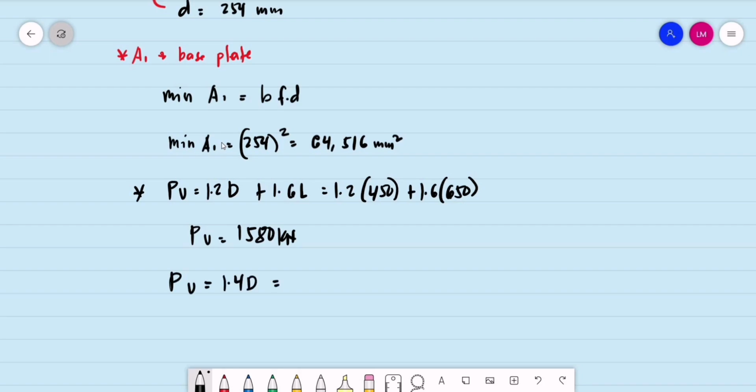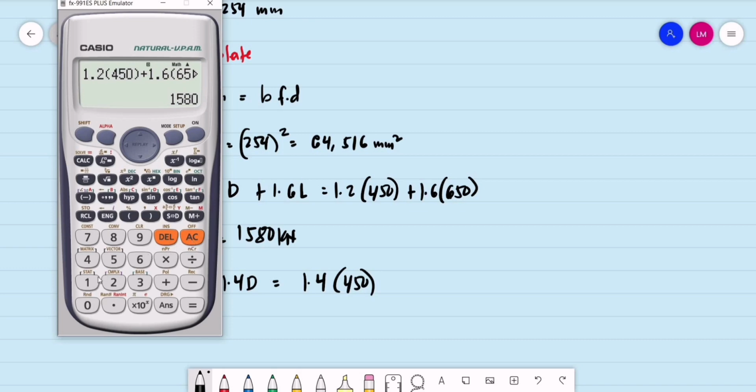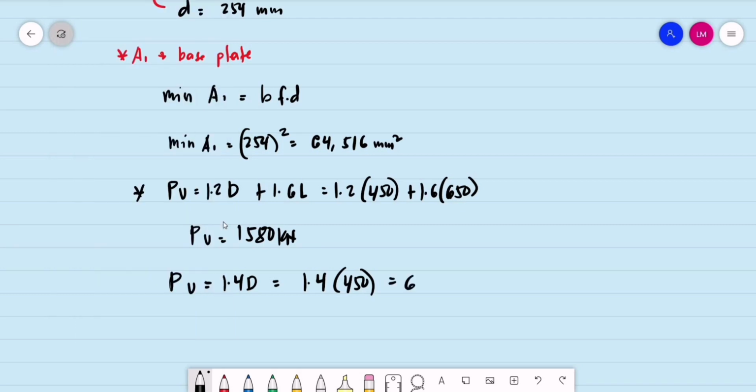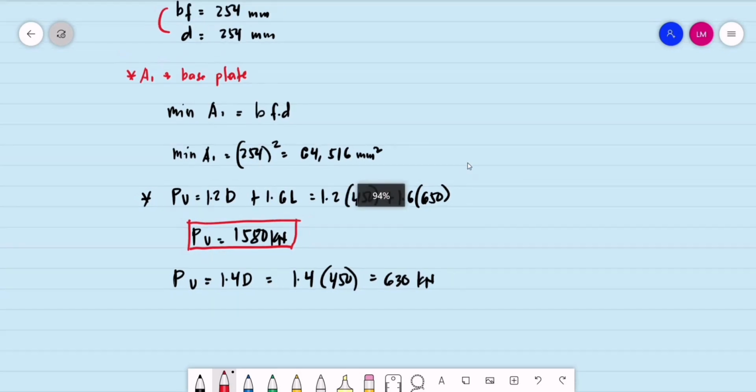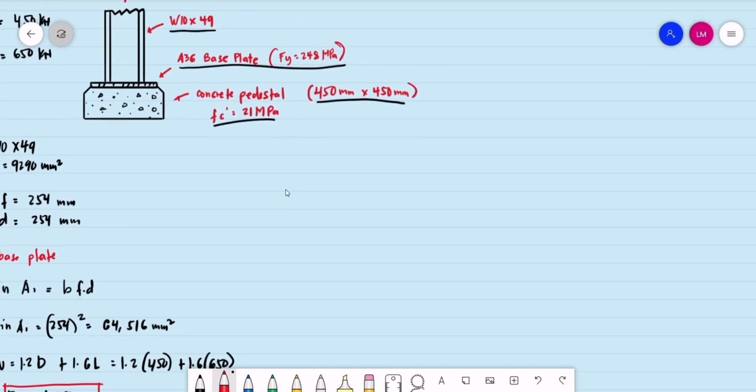The other load combination or factored load is equal to 1.4 of the dead load. So let us just check. 1.4 of 450 kilonewtons is equal to 630 kilonewtons. So when it comes to load combination, the higher value will govern. So we are using our ultimate load, 1,580 kilonewtons. So let us now compute for the required area 1.